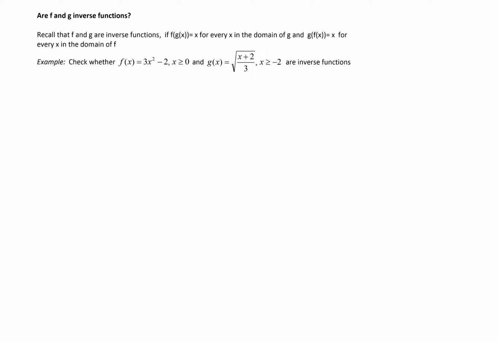So let's look what's happening in this particular example where function f of x equals 3x squared minus 2 and x is greater or equal 0. So this is the domain of the function f, and g of x is square root of x plus 2 over 3 for x is greater or equal negative 2, and this means that this is domain of g.